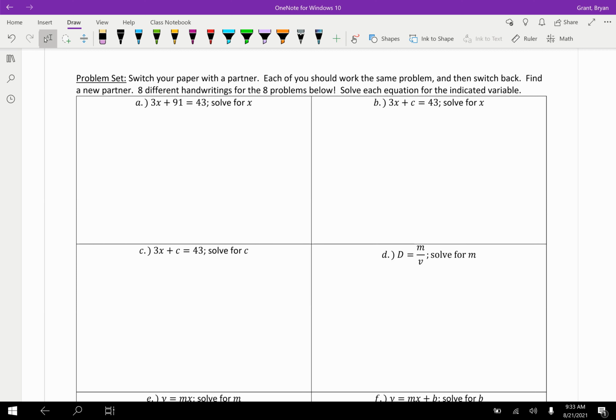So we're not going to switch things. Let's go ahead, though, and see what you can do. Each of these is asking you to solve for a variable. For example, this one says solve for x. This semicolon right here just means that the equation ends and now we get directions.